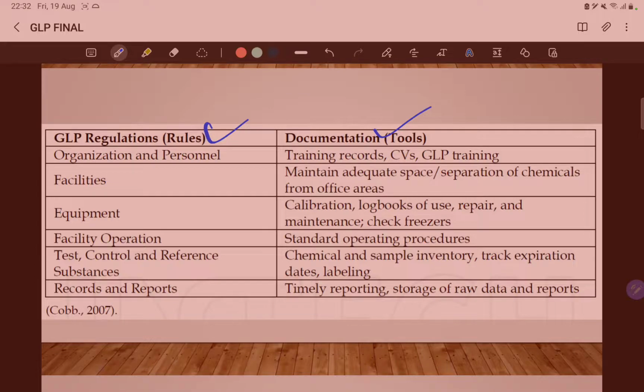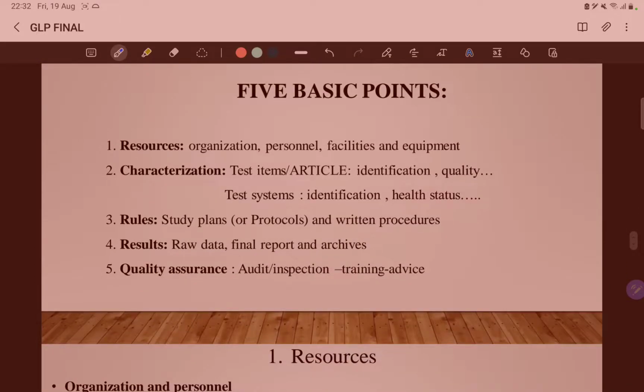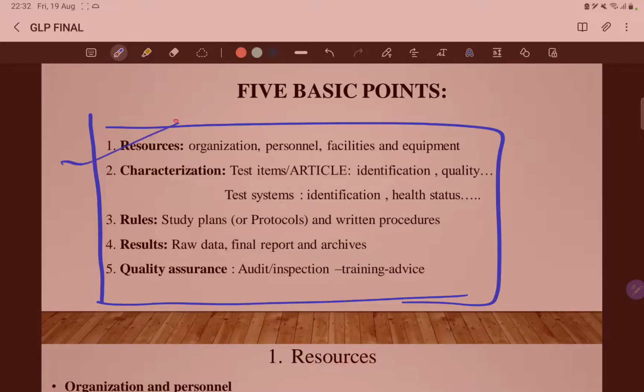We have actually studied this. There are 5 basic plans. These were the 5 basic plans I was talking about: resources, characterizations, rules, results and quality assurance.